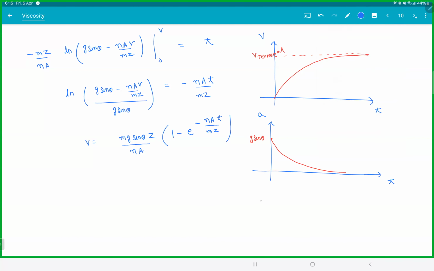What about an xt graph? Xt graph will go off like this. It will try to get closer and closer to this line. This is theta, where tan theta is V terminal. Remember, the slope in xt graph is a velocity. So this xt graph is actually getting closer to that line. The slope will tend towards V terminal. That is how the graphs look.